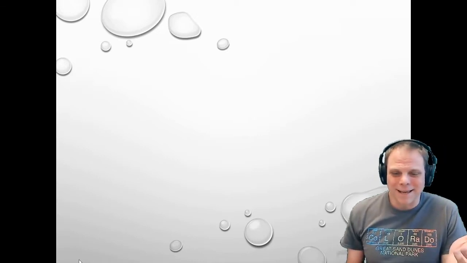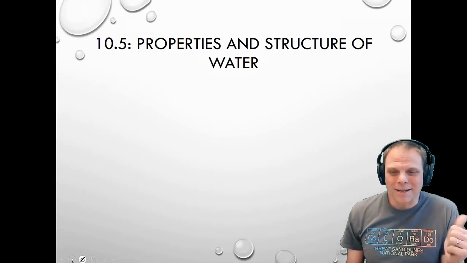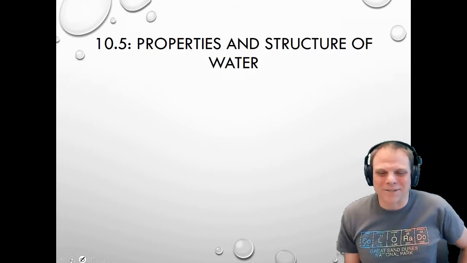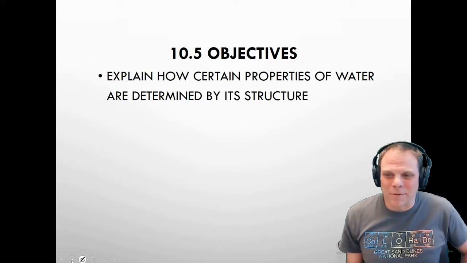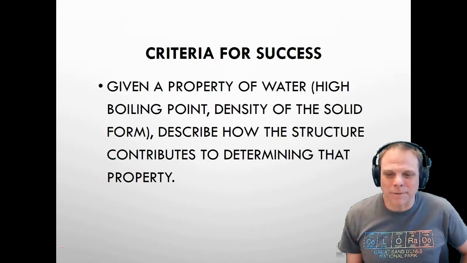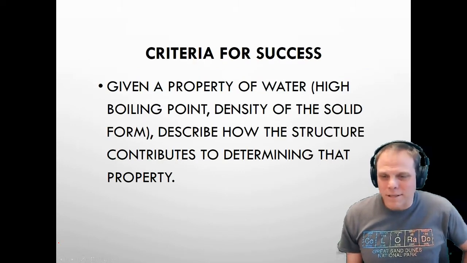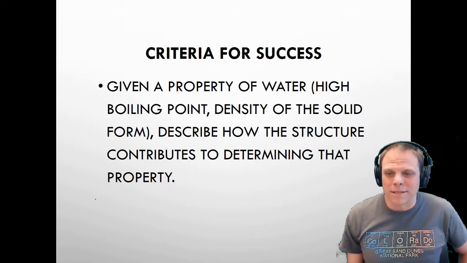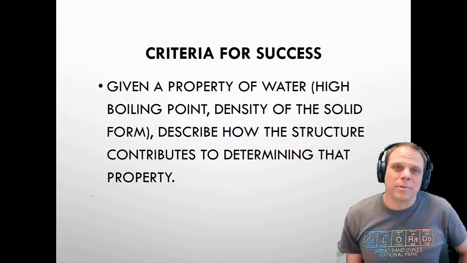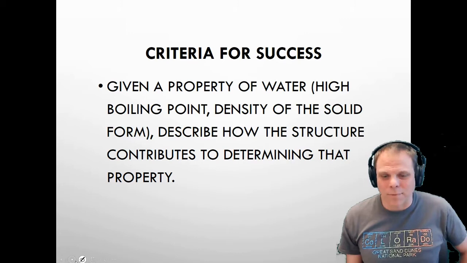It's a very short section in your book. We're on 10.5, but it is nevertheless a really good section in your book. It's properties and structures of water. Today we want to explain how certain properties of water are determined by its structure. Your criteria for success today: given a property of water, like the high boiling point or the density of the solid form, describe how the structure contributes to determining that property.